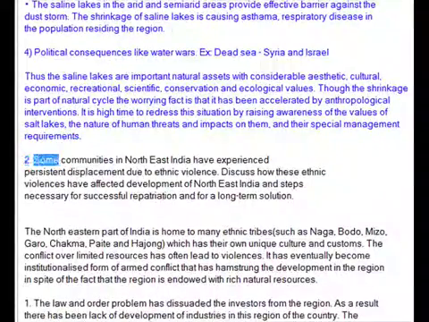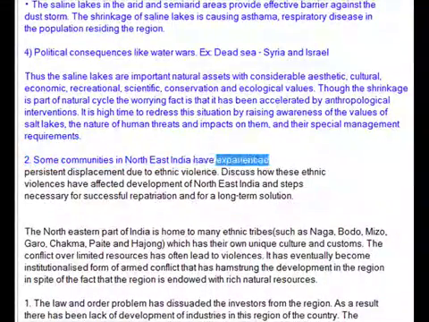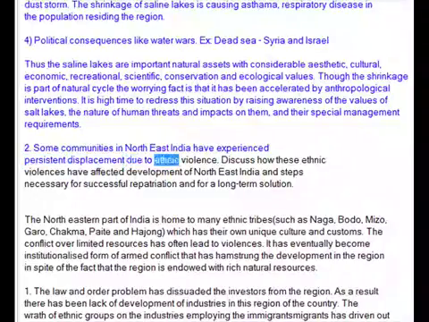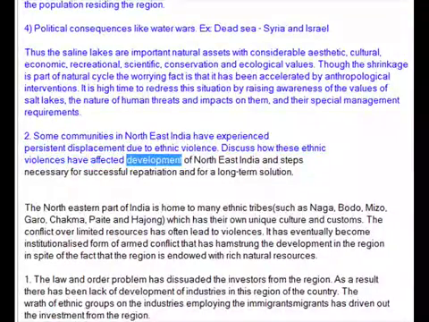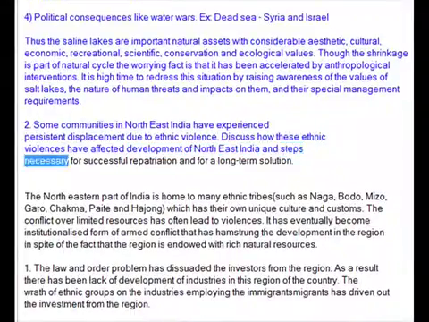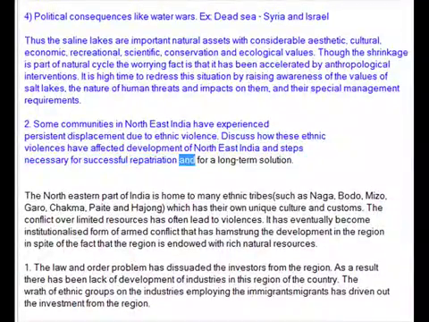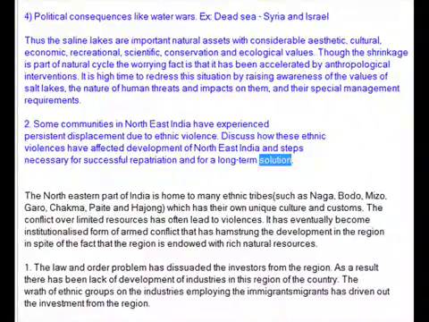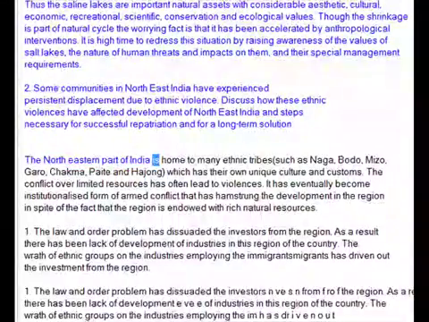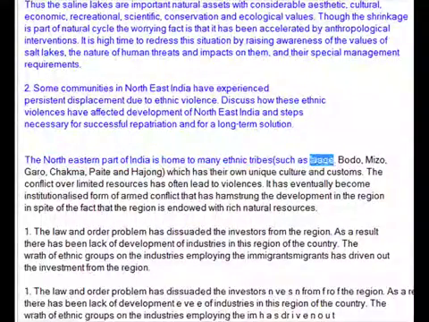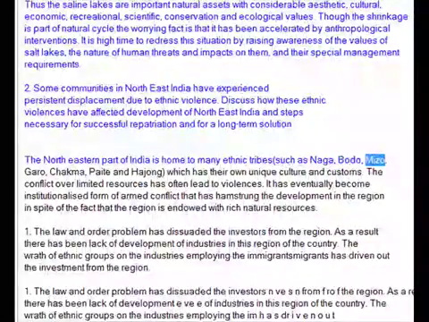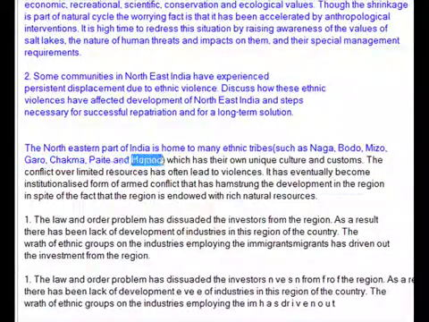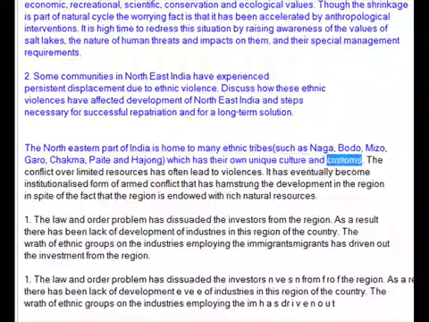2. Some communities in Northeast India have experienced persistent displacement due to ethnic violence. Discuss how these ethnic violences have affected development of Northeast India and steps necessary for successful repatriation and for long-term solution. The northeastern part of India is home to many ethnic tribes such as Naga, Bodo, Mizo, Garo, Chakma, Pnar and Hajong, which have their own unique culture and customs.